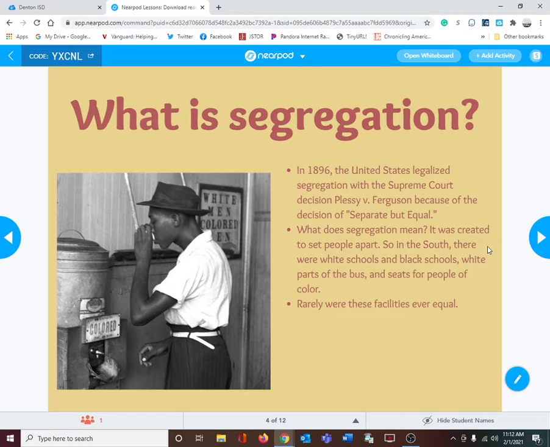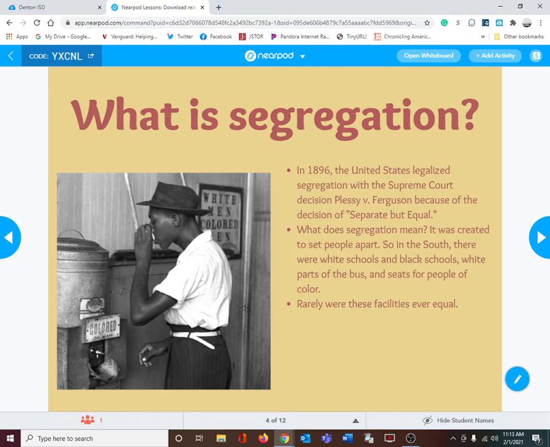But in 1896, the United States legalized segregation with the Supreme Court decision Plessy versus Ferguson because they thought that it was actually legal to separate people as long as the facilities were equal. So this means that in the South, there were separate schools for black students and white students. It means that here we can see in this example that there is this water cooler that says colored, which is offensive now. In case anyone was interested, you should never call someone colored.